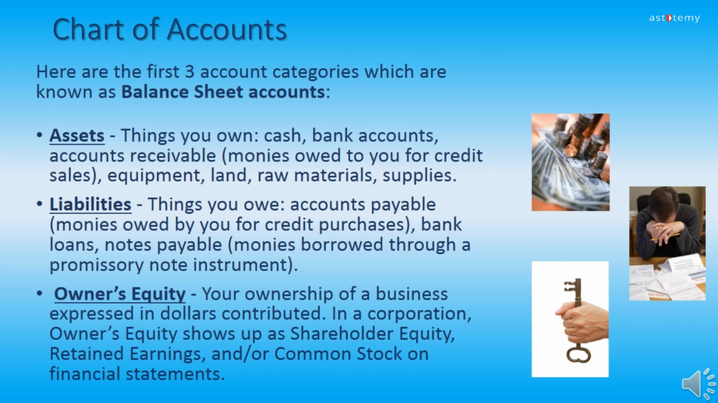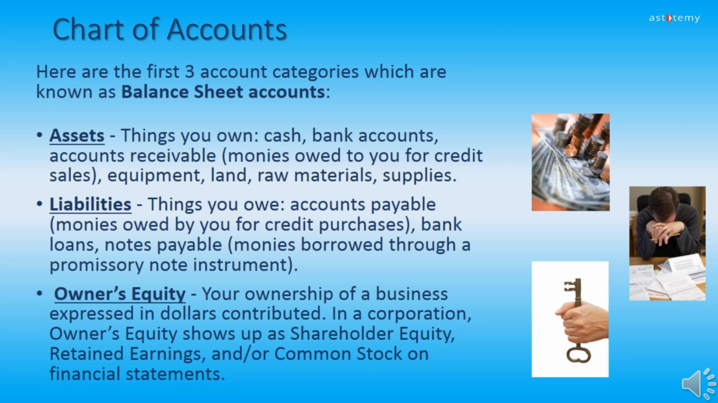As was mentioned in the previous slide, in a double entry bookkeeping system, accounts are set up to record the transactions. 5 basic categories of accounts exist, and on this slide, we talk about the first 3 account categories, which are known as the balance sheet accounts. The first of those are assets. These are things you own, such as cash, bank accounts, accounts receivable, which is monies owed to you for credit sales, equipment, land, raw materials, and supplies.